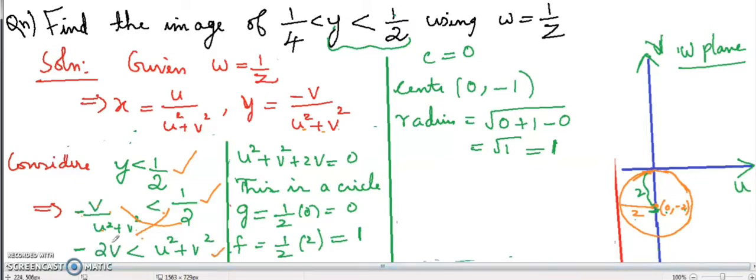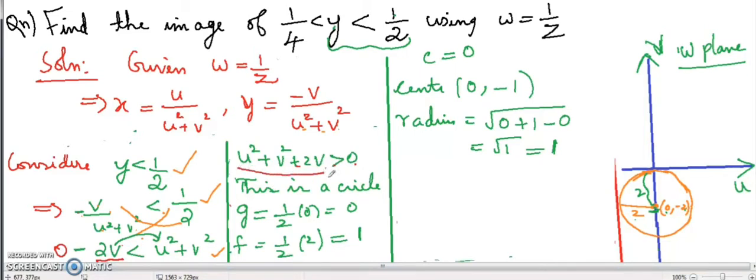Now take this minus 2v to the RHS. So we get u square plus v square, and when this comes to the other side, you get plus 2v. Plus 2v is greater than 0. Here you have 0, because you take this to the other side it becomes plus 2v, and here you have only 0. So greater than 0 is here.